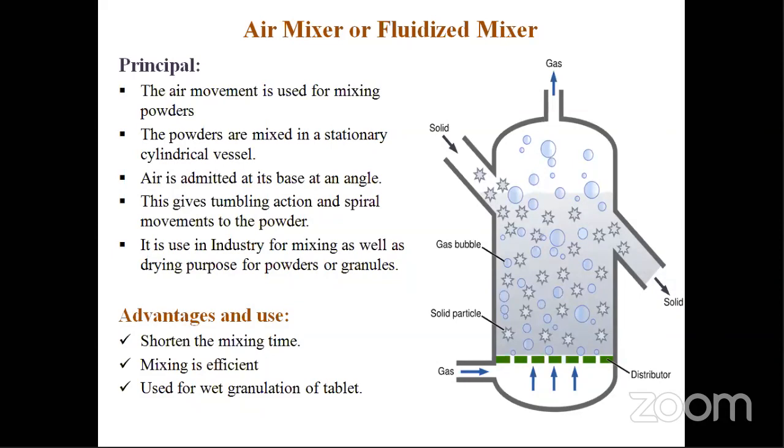When you are preparing some granules, you put the wet granules in this mixer. In this process, the wet granules become dry and are also mixed with other granules. You introduce air or a force of air through the rigid layer at the bottom of the equipment, and the air gives a tumbling action or spiral movements to the powders. Due to the presence of spiral movements in the mixing process, the granules or powders are mixed with each other.